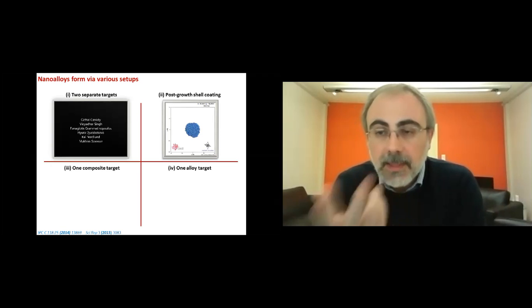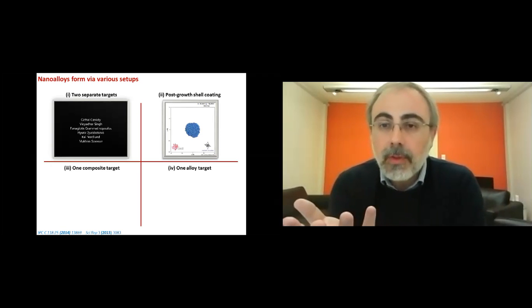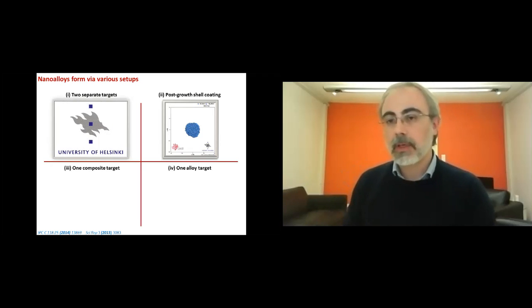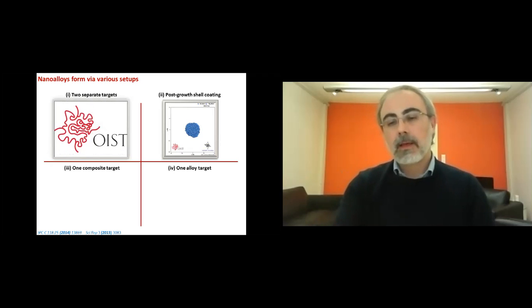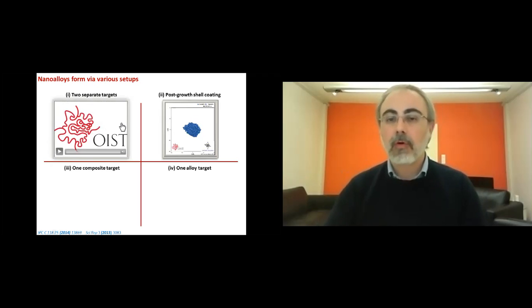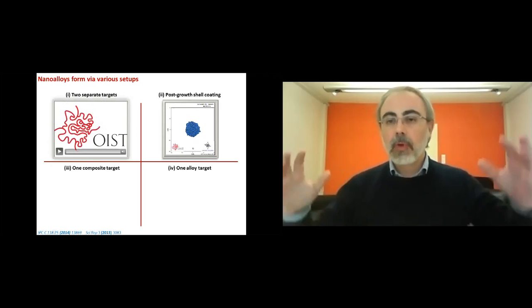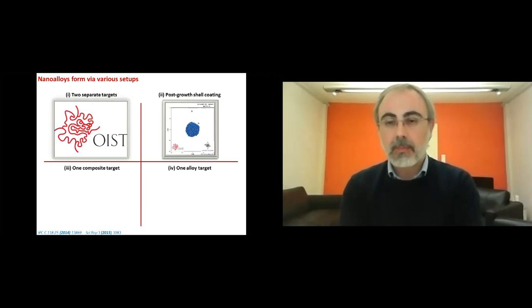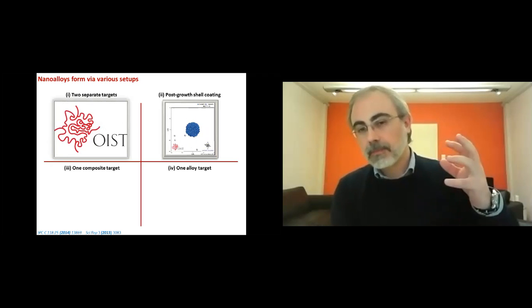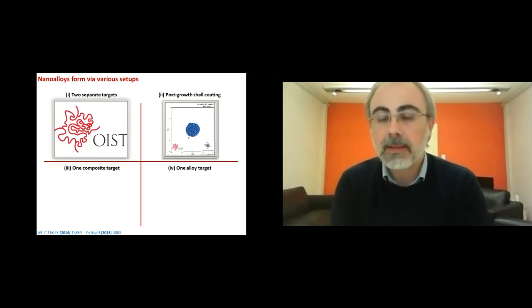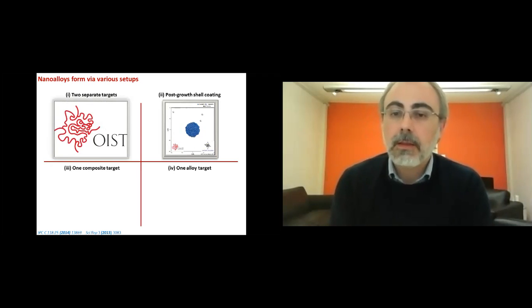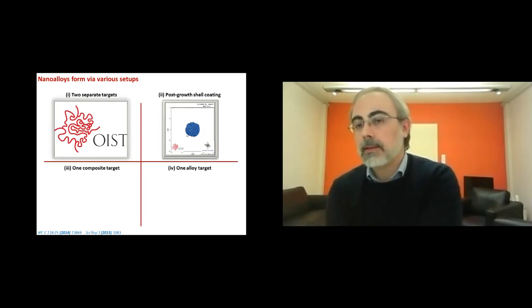So the second simulation corresponds to the post-growth shell coating using this shell coater apparatus in our system. And the simulation is actually using exactly the same type of atoms. So in this case, we have preformed silicon clusters, and then we bombard these silicon clusters with silver atoms. Because the pressure in the chamber is much lower, the silver does not have a chance to form nanoparticles by itself. So what happens is that silver atoms penetrate the silicon cluster, and they precipitate inside the cluster.